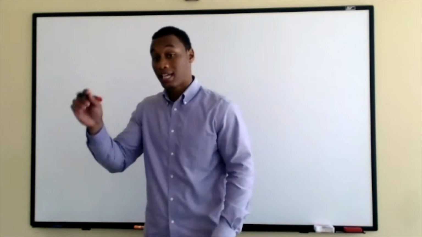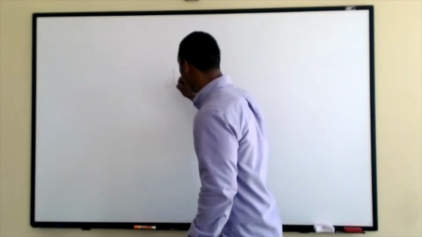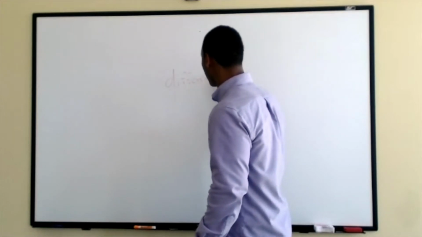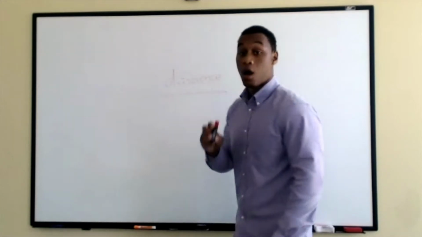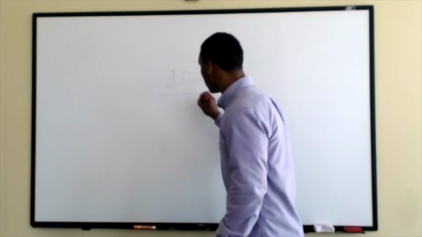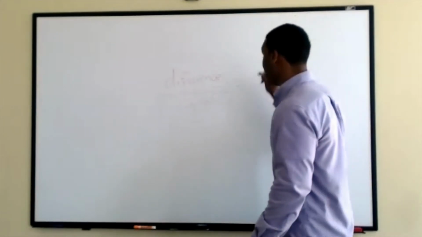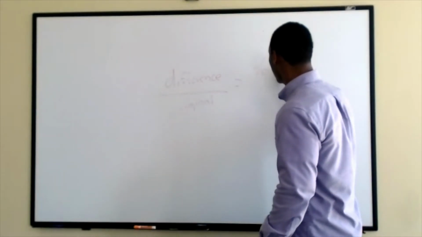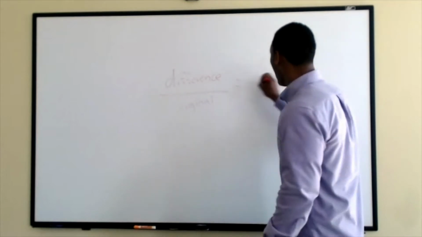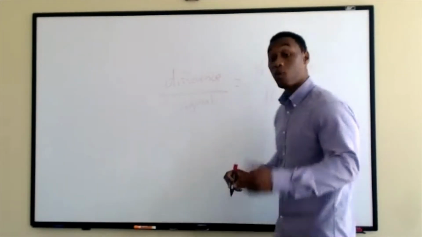So first, set up your proportion. It will be written like this. We have the difference in the value of the price all over the original price, which is going to be equal to the percent increase. And we're going to put this over 100 because percents are out of 100.